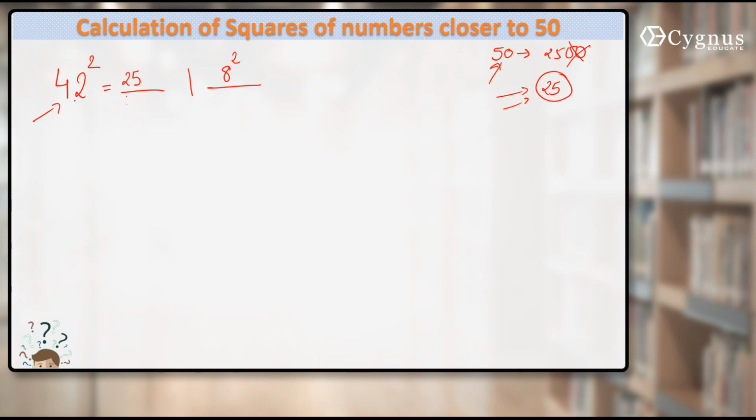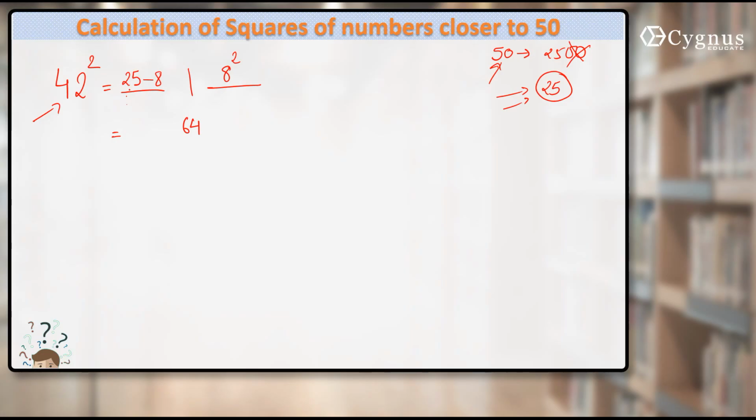What's your number? 42. It's more than 50 or less than 50? It's less than 50. How much? 8. So I'll subtract 8 here. Now let's look at the final answer. 8 square is 64, which itself is a two-digit number. So I'll write 64 in.